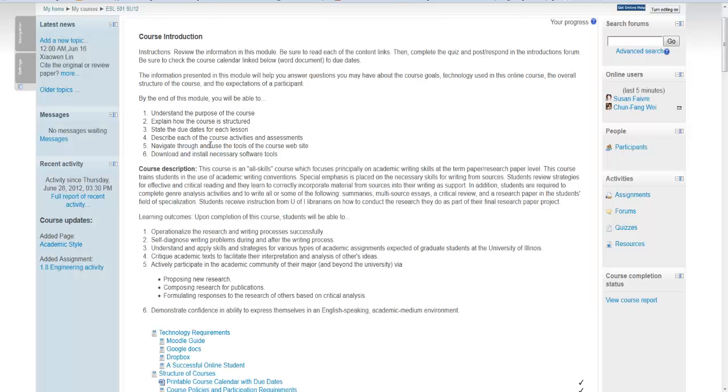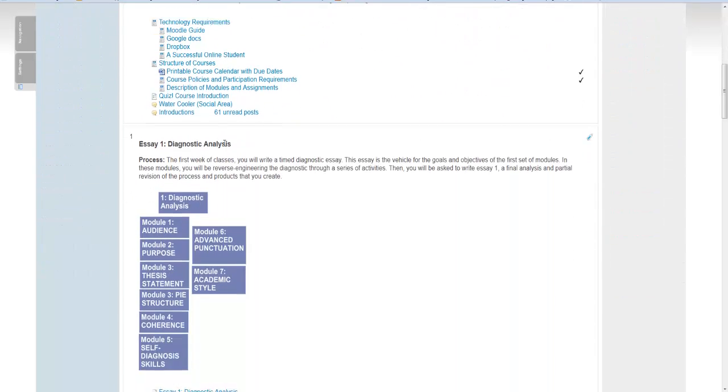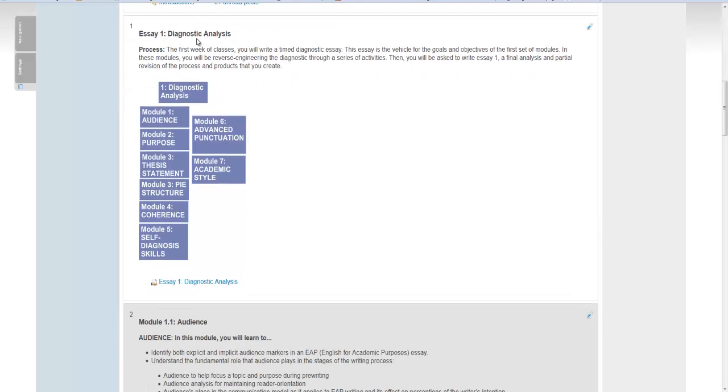Okay, so here we are in the course Moodle site, and you can see that the Essay 1 Diagnostic Analysis is here, and you'll notice that in the setup of this course, each essay is a unit, and within each unit we have several modules. And so you're going to be working on each of these modules, and as you do each module, we will ask you to do an engineering activity where you have to think about your diagnostic and how you did, and apply the skills that you learned in that module.